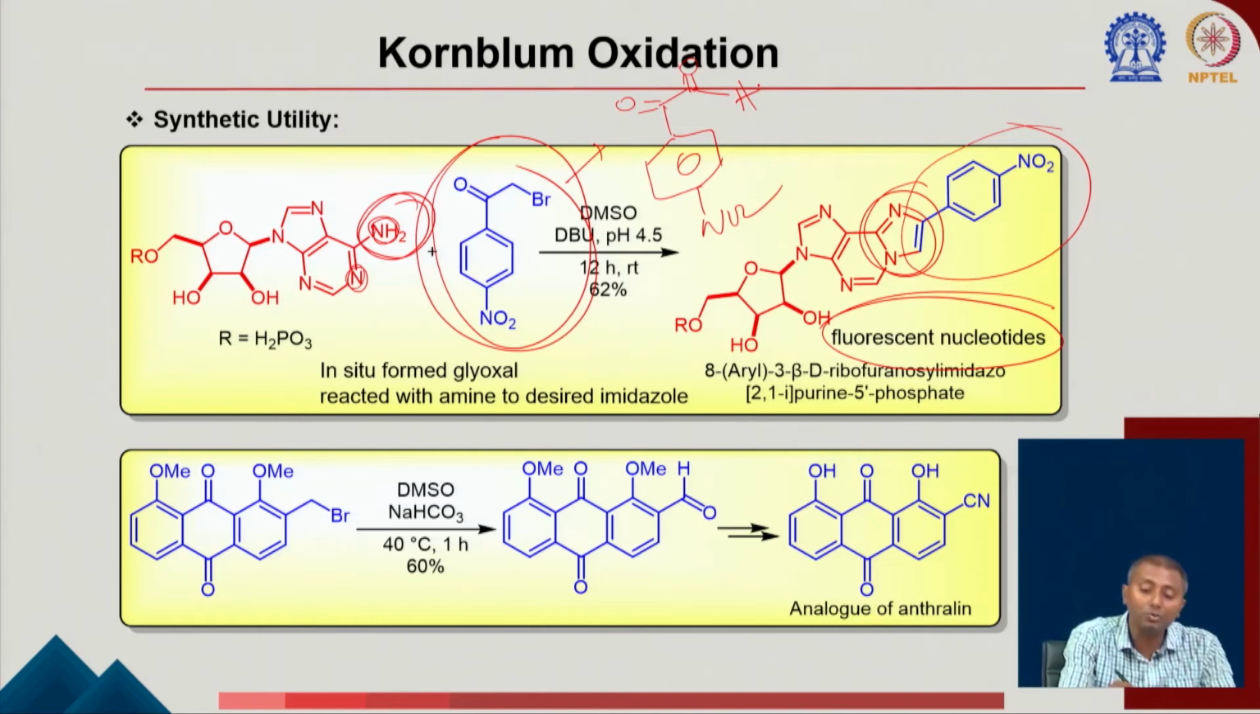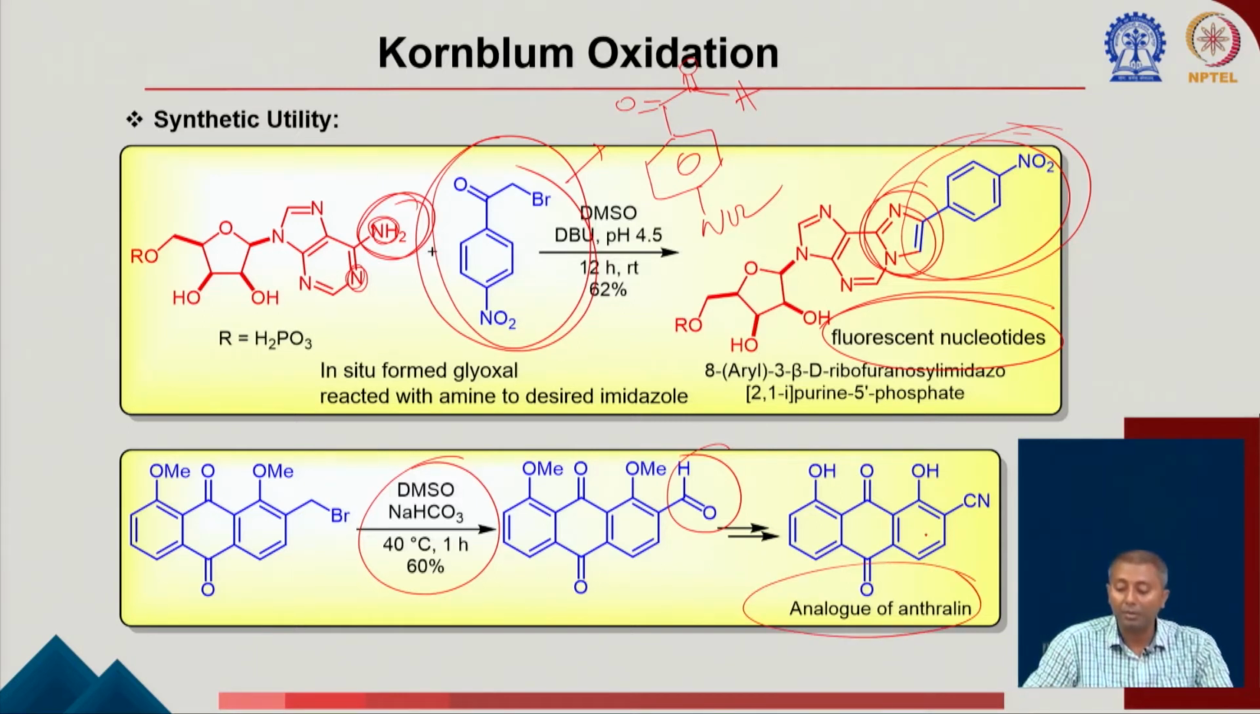You can see there is NH2 and there is an amidine, that's going to do a condensation to get to this corresponding imidazole. Other example here, again you are using DMSO and sodium bicarbonate. This again benzylic bromide converted to corresponding benzaldehyde, which can be further converted to the analogues of anthranilonitrile, okay, by converting this corresponding aldehyde to the cyano.